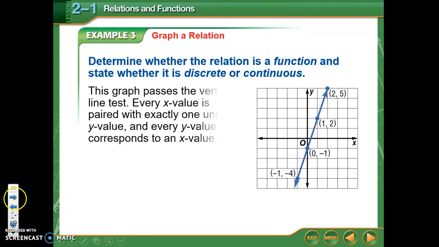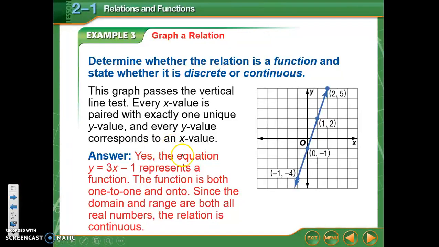This, like we already said, is a continuous function because it connects all the way along. The domain and the range are both all real numbers, and so I'm going to connect this infinitely in both directions, and it is continuous. So in this we already said this, but it's already a function. In this case, it is one-to-one, meaning each x and each y is only used once, and onto, because I use all the real numbers in the range.